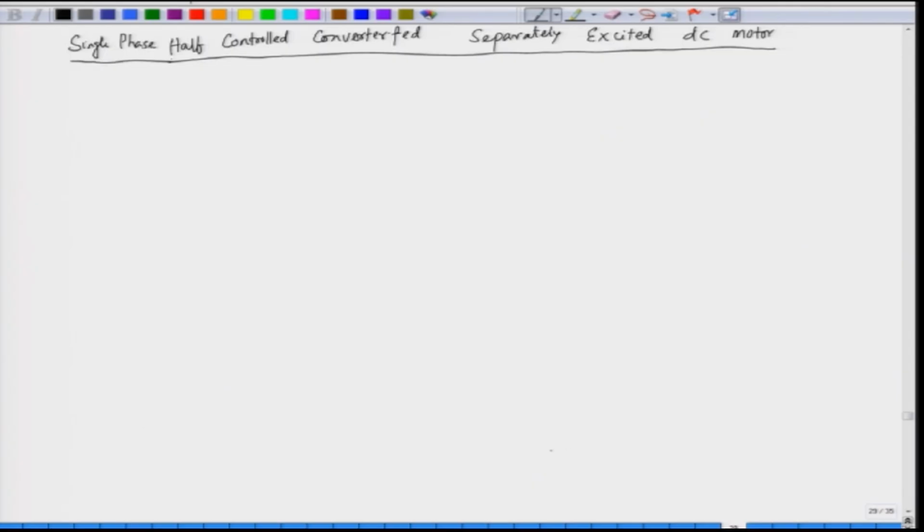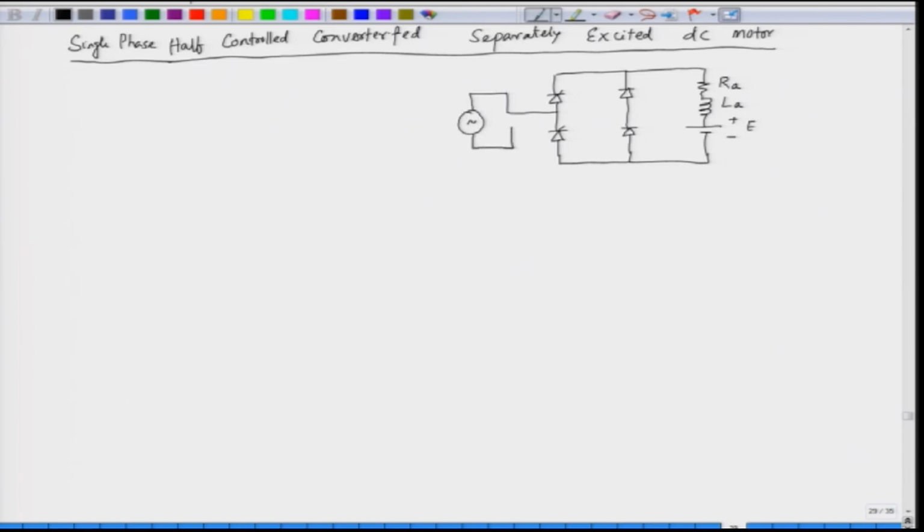So, what is the converter structure? The converter in this case has got 2 SCRs and 2 diodes, and it supplies the armature of a DC motor, the resistance, the inductance and the back EMF, and the input supply is an AC supply, Vs. The output is the current here, and this is the output voltage.